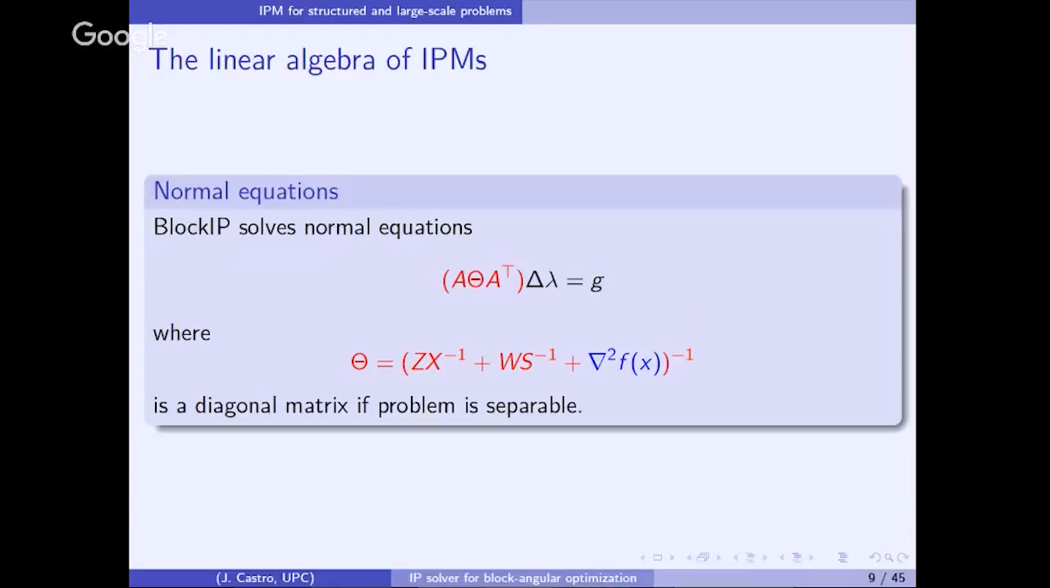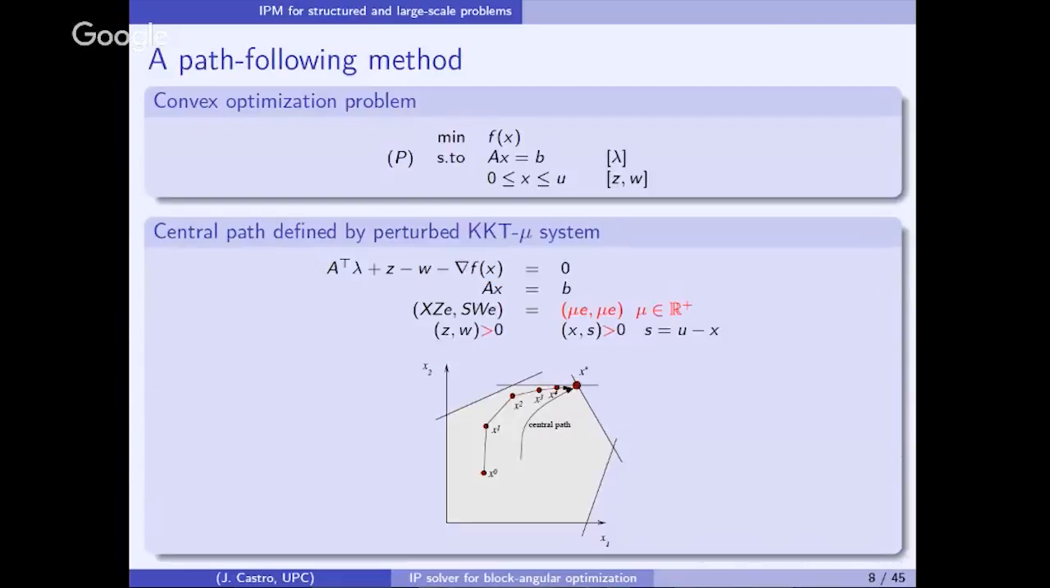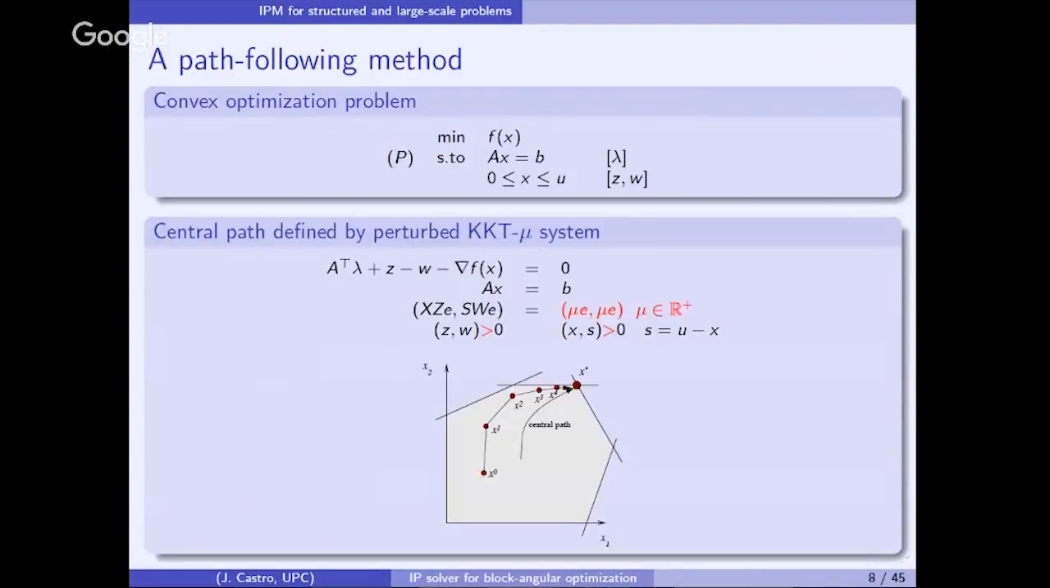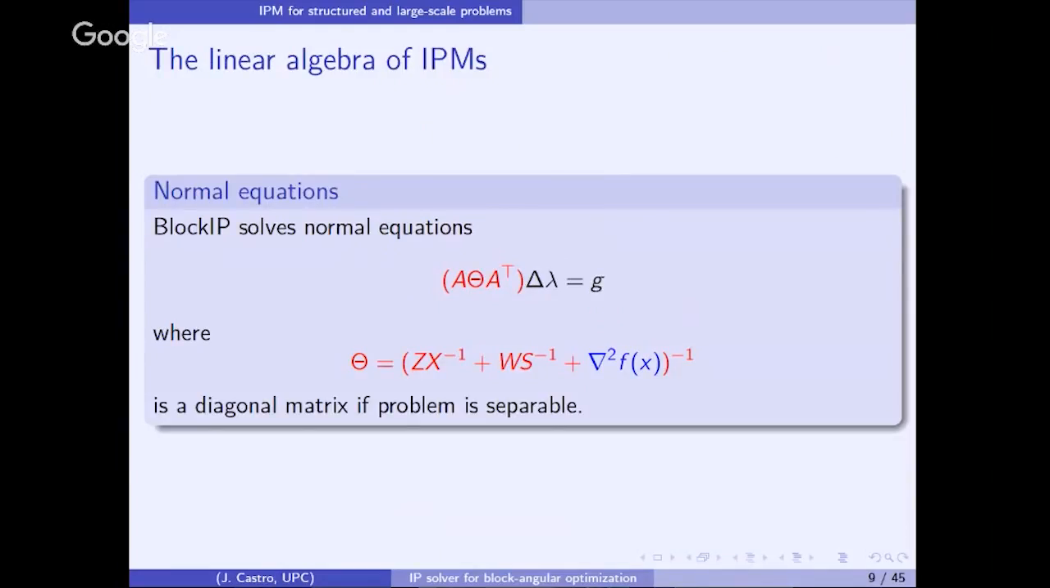We have to solve a system with a matrix that involves matrix A times A transpose, scaled by something that is diagonal. Zeta is a scaling matrix. It's not relevant for this talk. Zeta depends on the values of the variables at the current iteration. And what's A? A is just the constraints matrix of the problem. A has this structure. So we have to solve a system with A, some diagonal scaling matrix, A transpose.